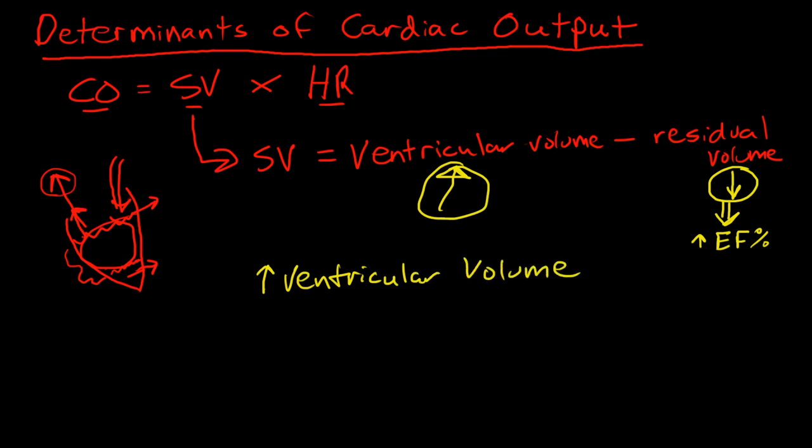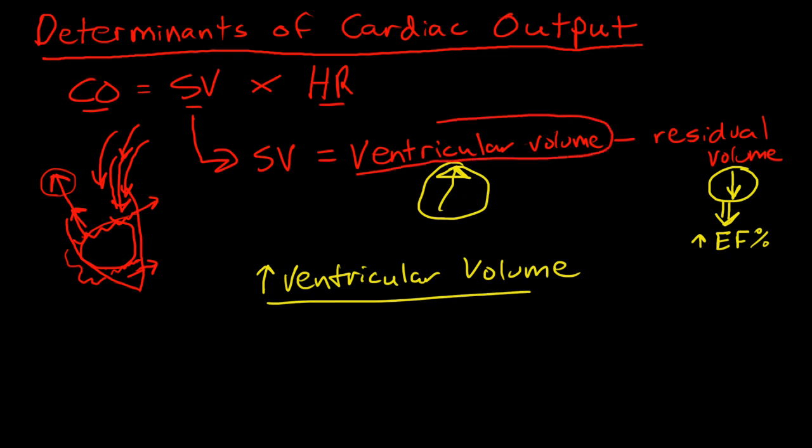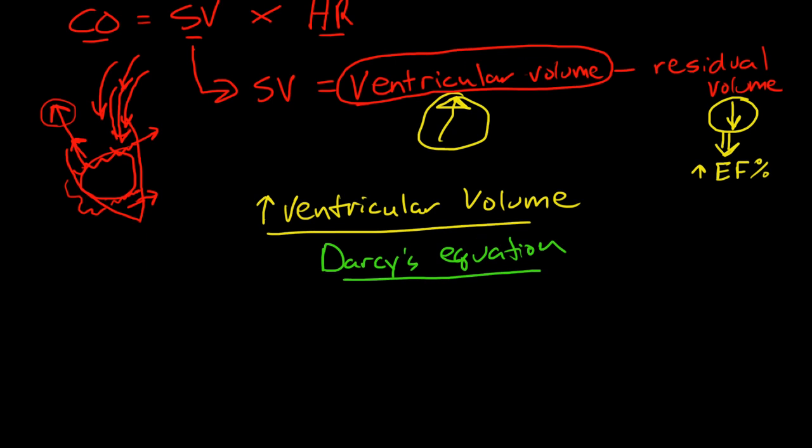Well, the primary way of increasing ventricular volume is increasing the amount of blood that's returning to the heart. If we increase the amount of blood returning to the heart, we're going to fill the ventricles much more quickly. So what can increase the amount of blood returning to the heart? Well, this brings us to a new equation called Darcy's equation. You don't need to have these equations memorized, I really just want you to understand the concept. Darcy's equation looks like this.